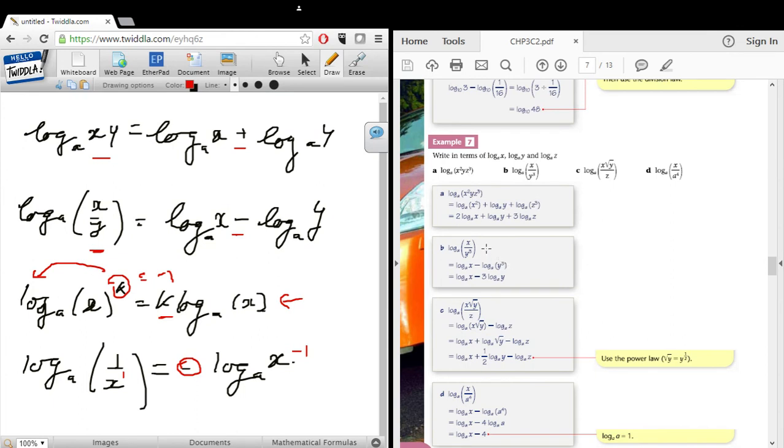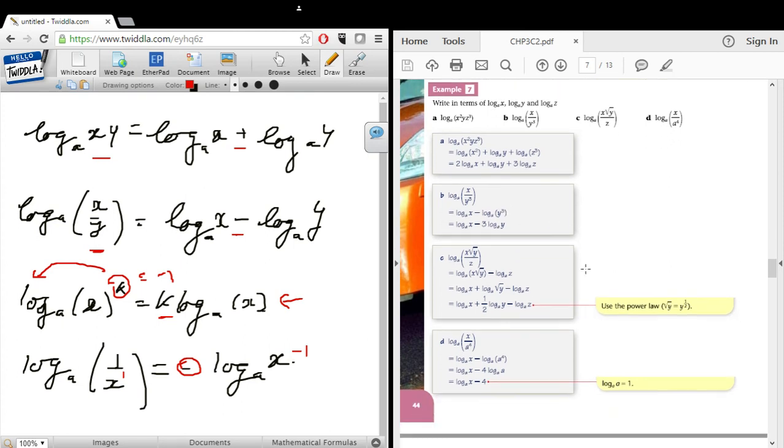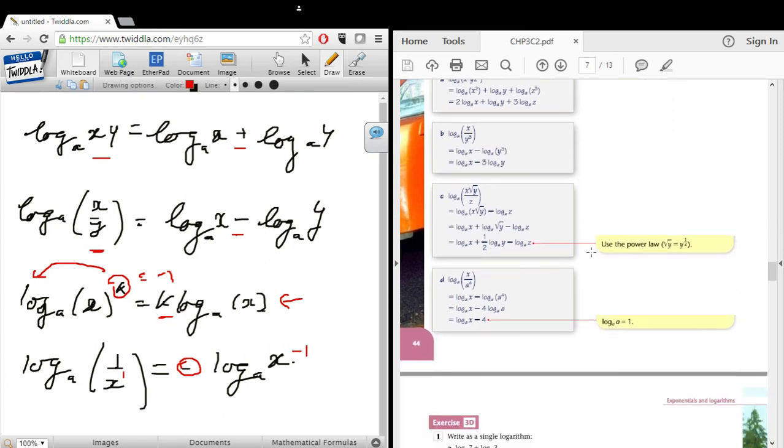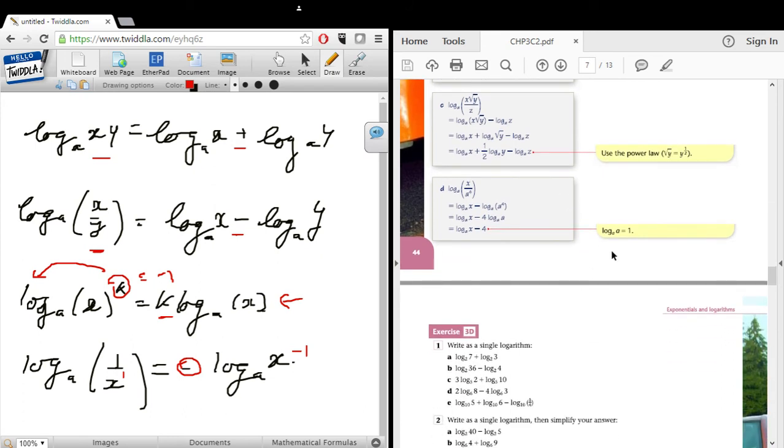Here you can see the law of division taking place, and then the law of power here. That's how they got the 3 in front. And a similar thing for the following equations. Remember, log a base a equals 1, and this is how they've been able to get to the final step here.